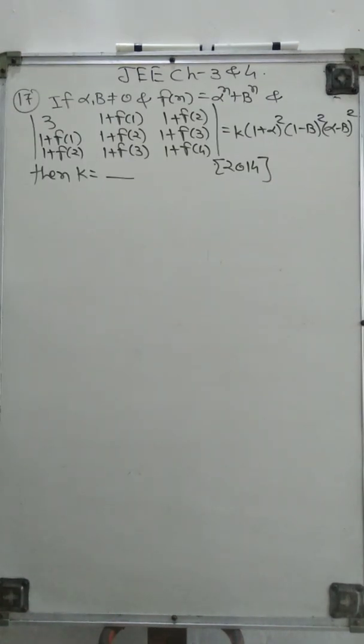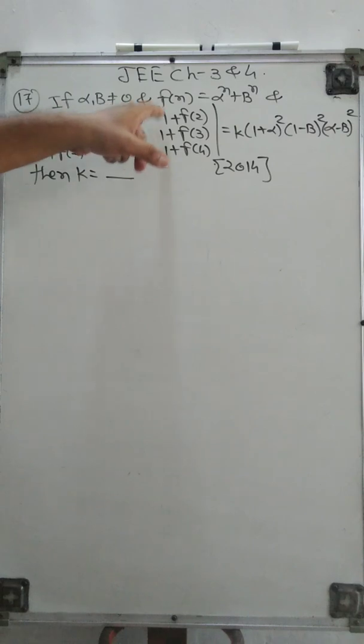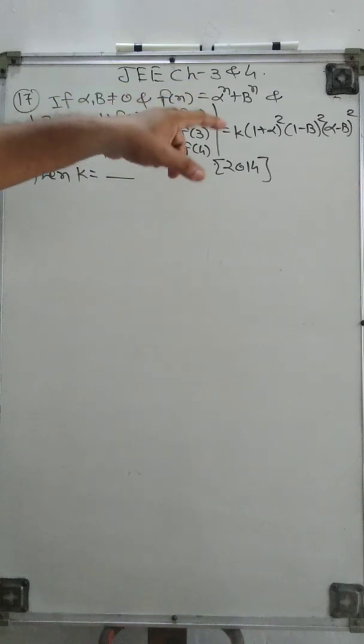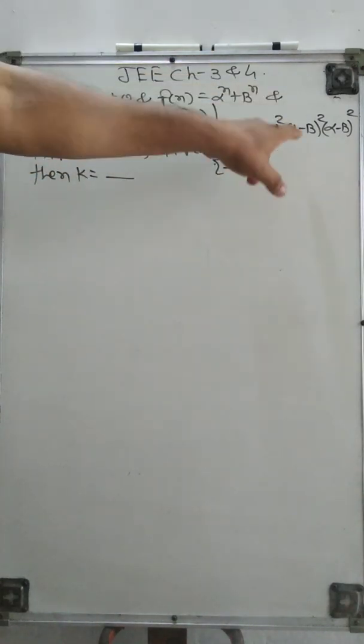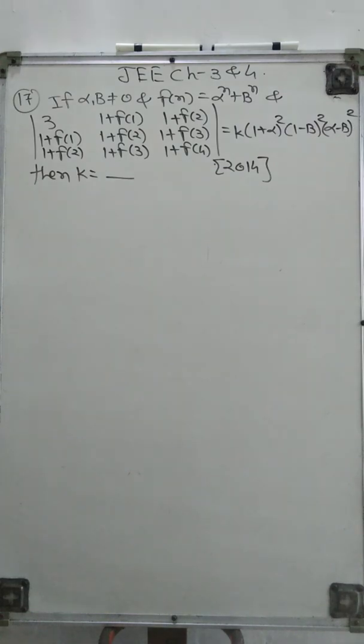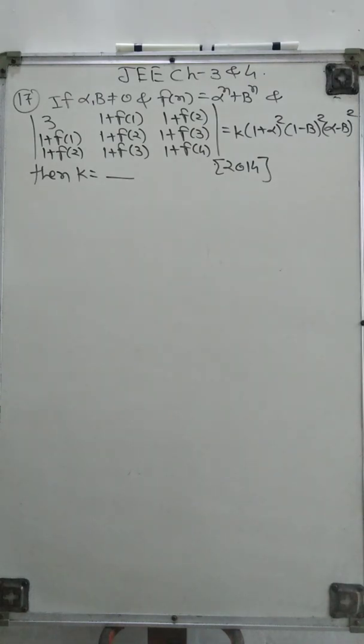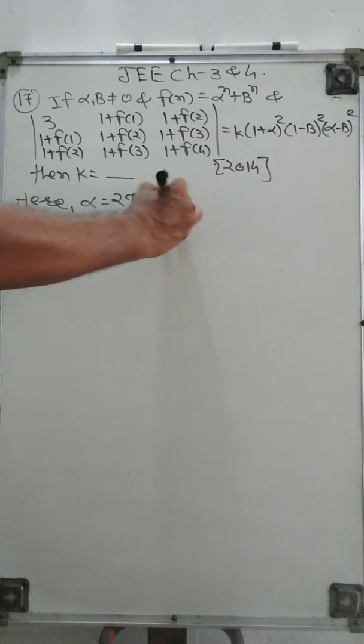Here 17. If alpha and beta are not equal to 0 and fn equal to alpha raised to n plus beta raised to n, and the determinant 3, 1 plus f1, 1 plus f2; 1 plus f1, 1 plus f2, 1 plus f3; 1 plus f2, 1 plus f3, 1 plus f4 is equal to k, 1 minus alpha square, 1 minus beta square and alpha minus beta square, then the value of k is equal to dash. This is also asked in 2014. Here the short method is that we take alpha equal to 2 and beta equal to 3.